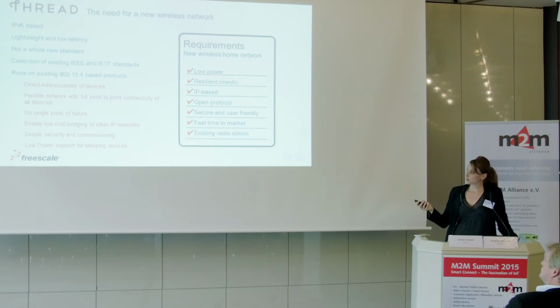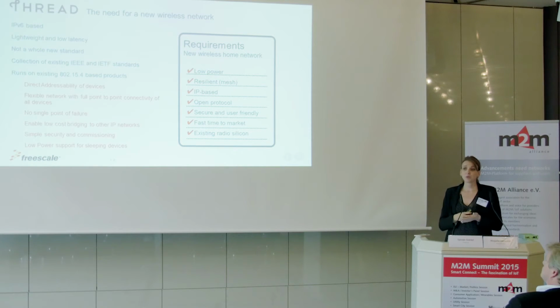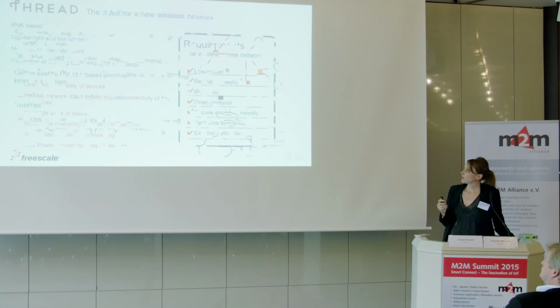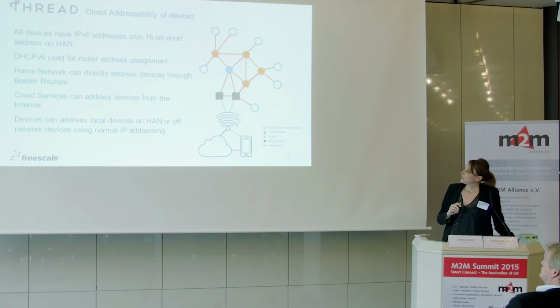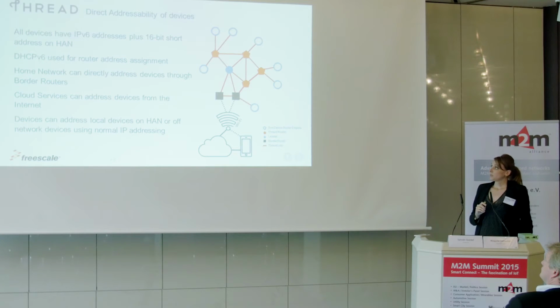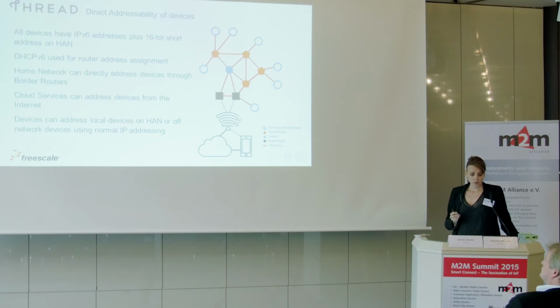On the red part, this is really the key item from this network. What is quite easy to understand is the low power support for sleeping devices. For example, the alarm detector at home or the wearable devices. These IoT battery-based products really need this kind of thing. And also the full point-to-point connectivity, which is key. Again, as I have said, all the devices should have IPv6 addresses plus a 16-bit short address on HAN.